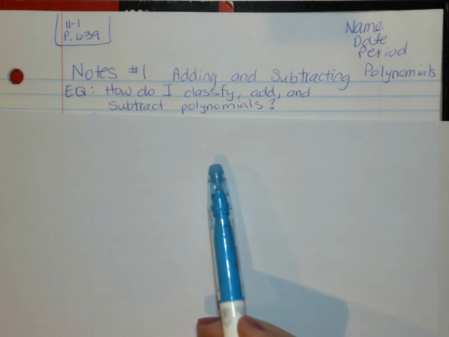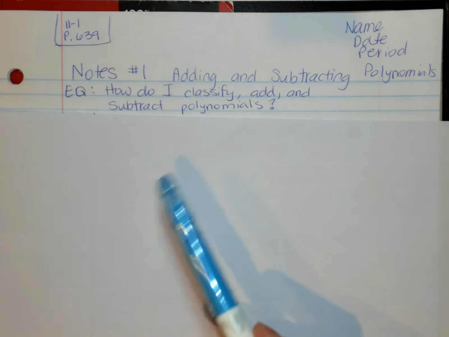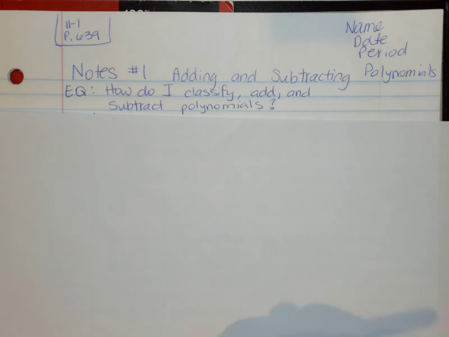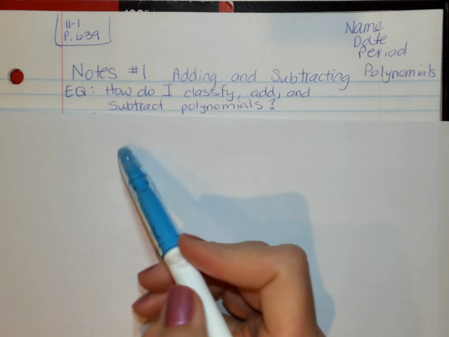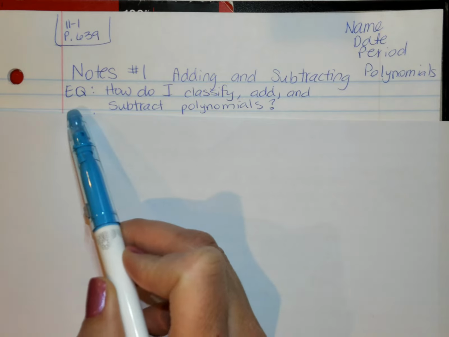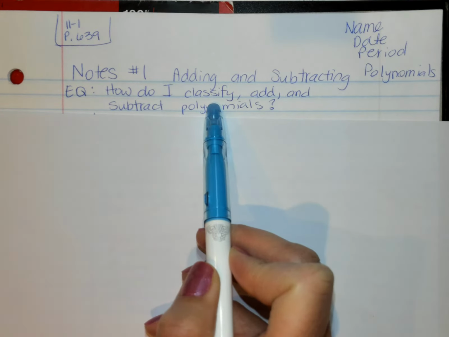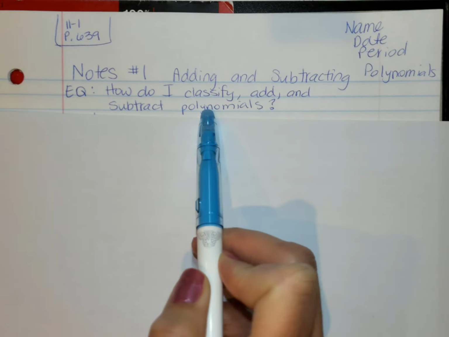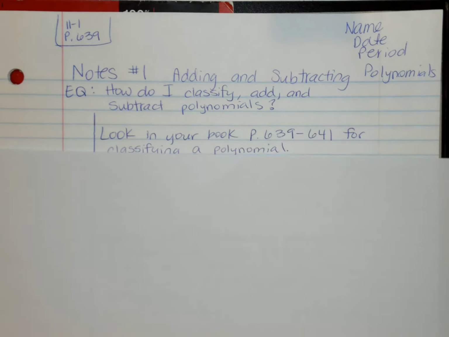Go ahead and copy this down. Everything on my paper you should have, and as I work out problems, you should be working them out too. All right, so notes number 1, adding and subtracting polynomials. The essential question is, how do I classify, add, and subtract polynomials? So pause this whenever you need to. And I'm going to go ahead and start in just a bit in the book on page 639.